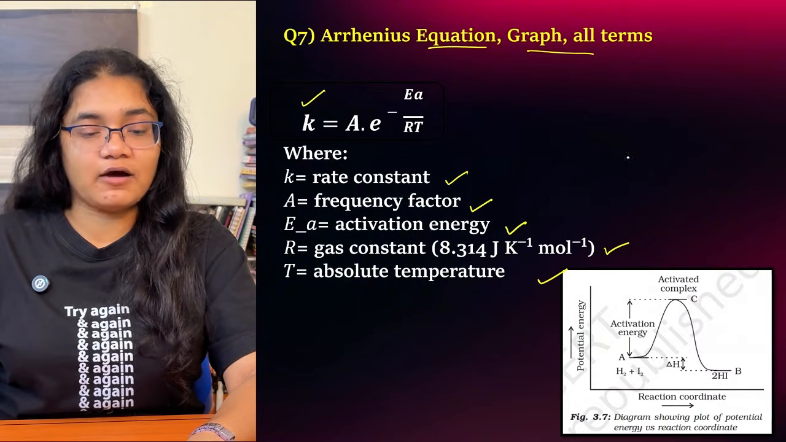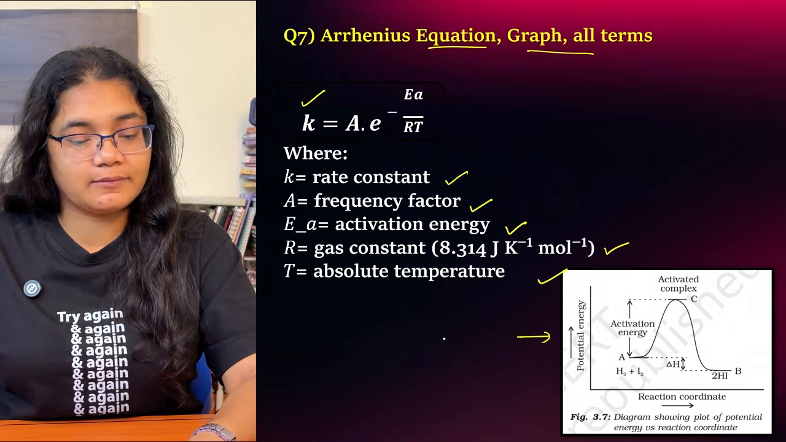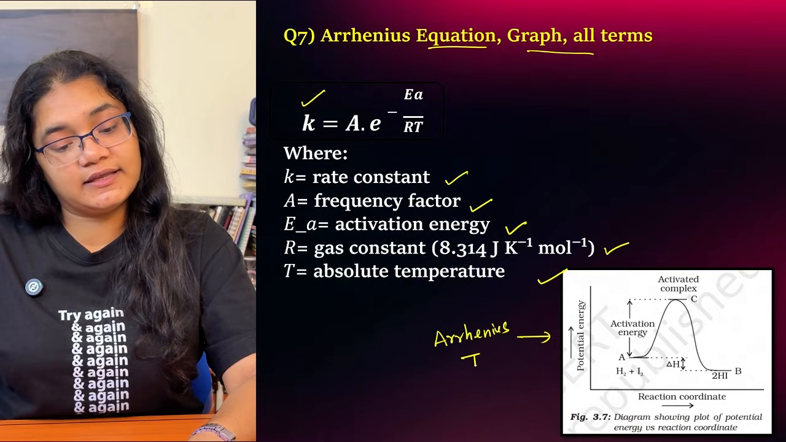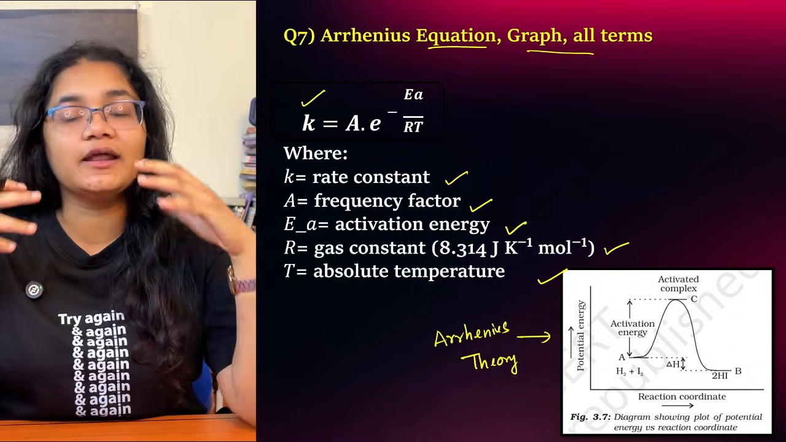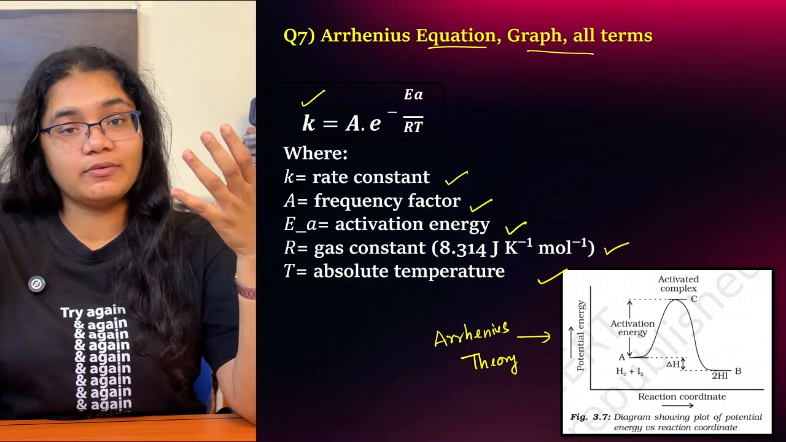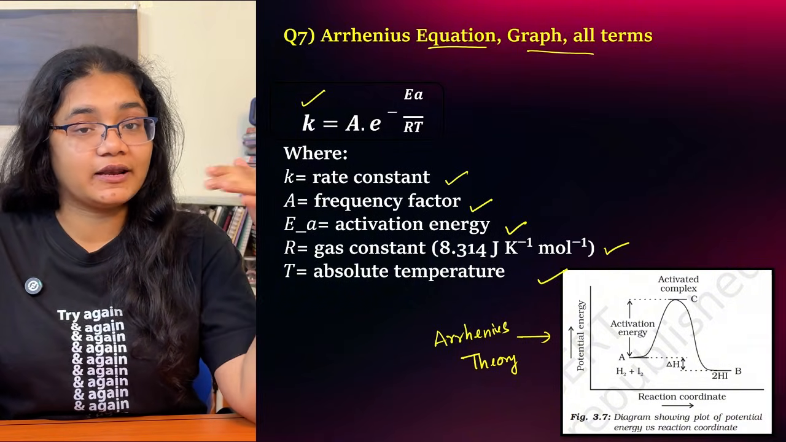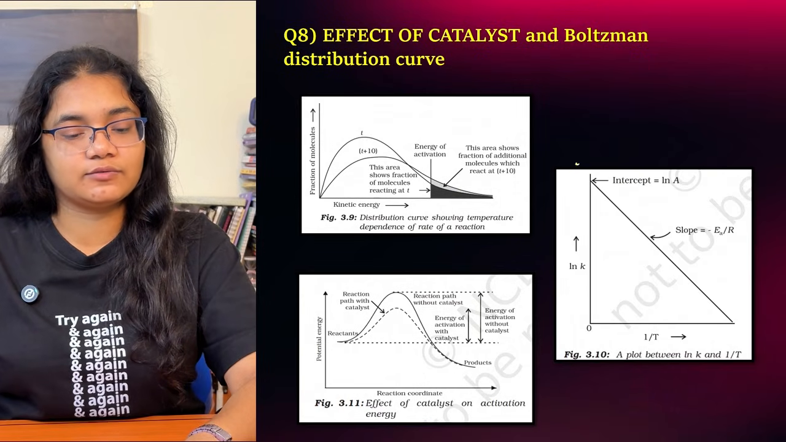Now, if you see the graph for Arrhenius equation, remember, this graph is for Arrhenius theory, where it says that when two molecules collide with each other, one activated complex is formed. After that, they get converted into product. This is Arrhenius theory and not for Arrhenius equation. If you want to draw the graph for Arrhenius equation, this is what we have to draw.